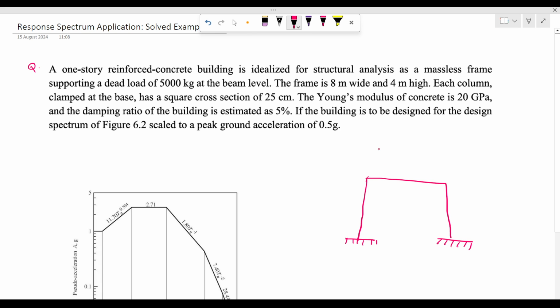okay, is idealized for structural analysis as a massless frame supporting a dead load of 5000 kg. So here 5000 kg is the mass at beam level. Okay, so this is our beam level. The frame is 8 meter wide and 4 meter high. So here you can see this is 8 meter and the height of the structure is 4 meter.